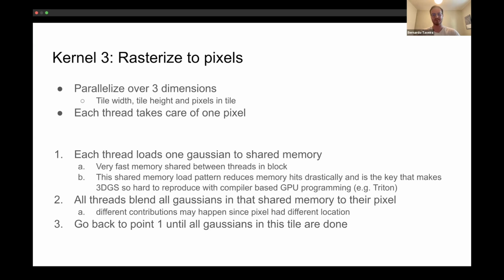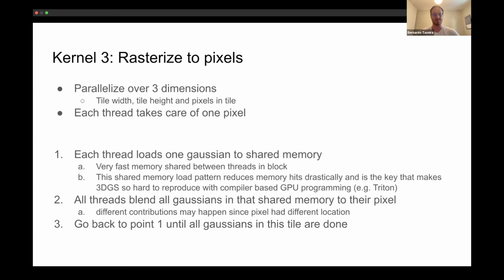Why this is very fast is because this shared memory module makes a lot of difference. Since each pixel is only loading one Gaussian, but all of them apply the same Gaussian, we're reducing the number of memory hits by a factor of, I don't know how much, but if it's 16 by 16, I guess you can do the count.